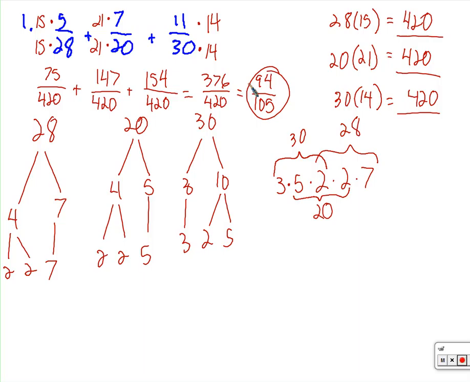What's the mixed number? It's not a mixed number because it's less than 1. 94 divided by 105 is less than 1, so it's not a mixed number. Oh, I thought you said it's less than what? It's less than 1. Oh. Okay, any questions about that?